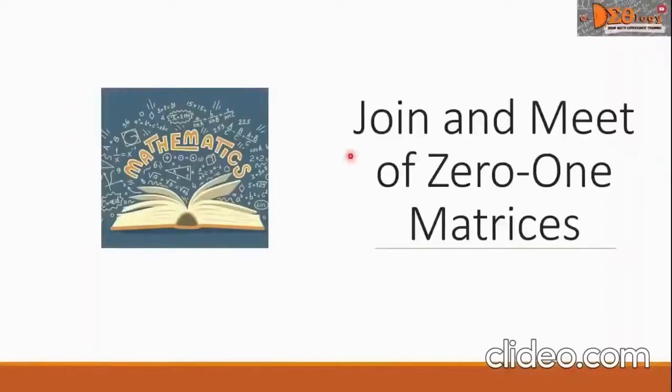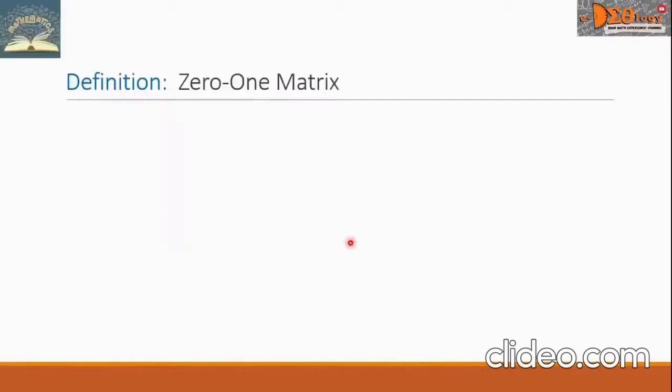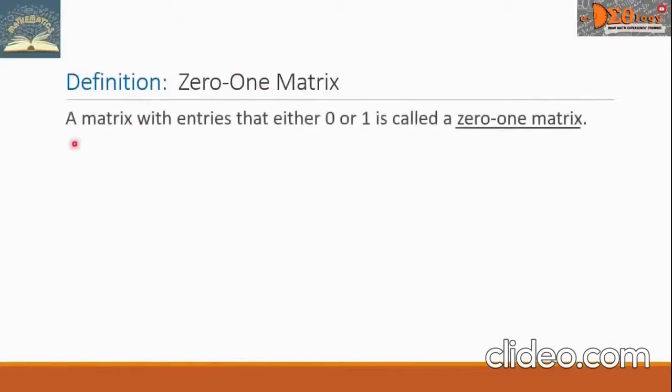Today, we're going to study join and meet of 0-1 matrices. First, let us define 0-1 matrix. A matrix with entries that either 0 or 1 is called a 0-1 matrix. We have one example here, matrix A. Entries are 1, 0, 1, 0, 1, 0.